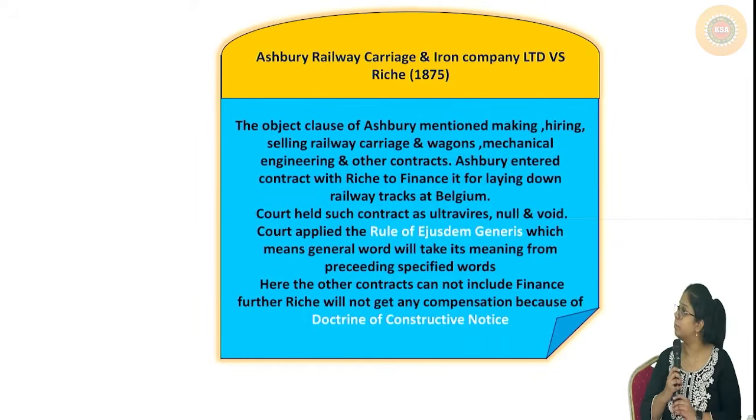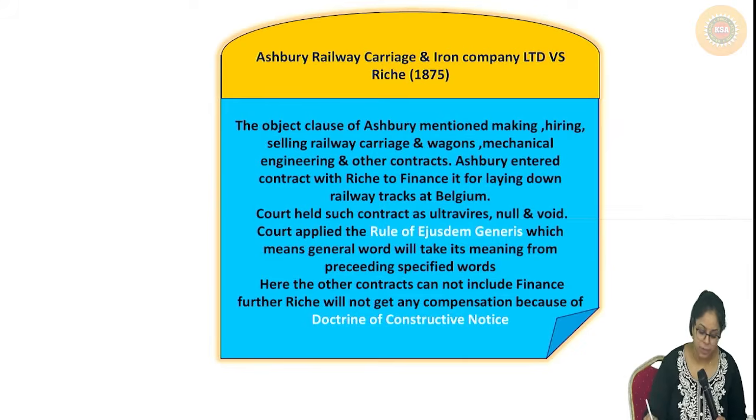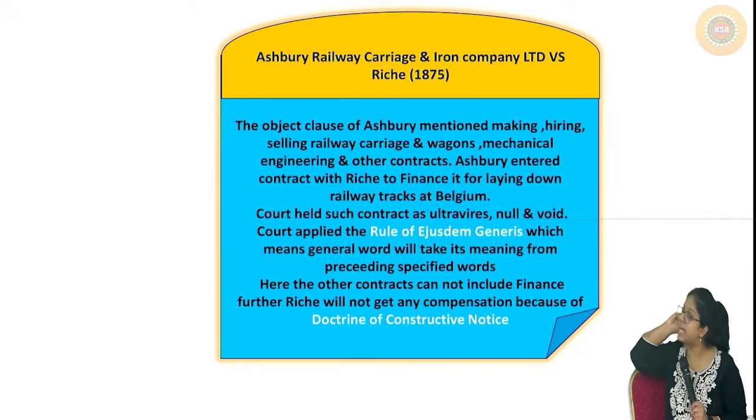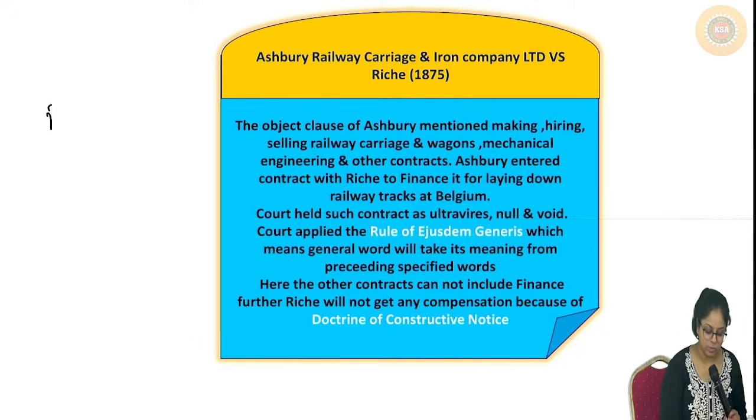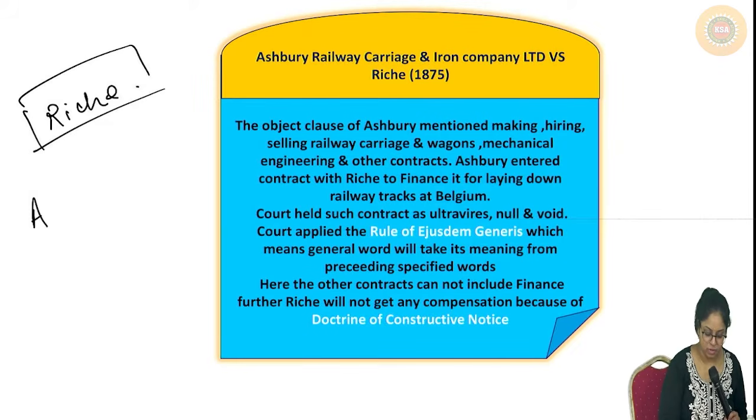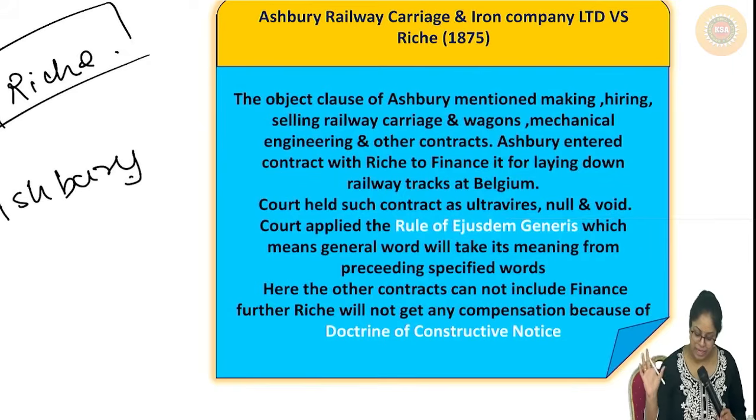Now coming to an important case law, which is Ashbury Railway Carriage and Iron Company versus Riche. Okay, so this is based on the principles of ultra vires and constructive notice. So what basically happened was, there was this guy called Riche and this company called Ashbury. Okay, so the Ashbury company was into the activity of doing this.